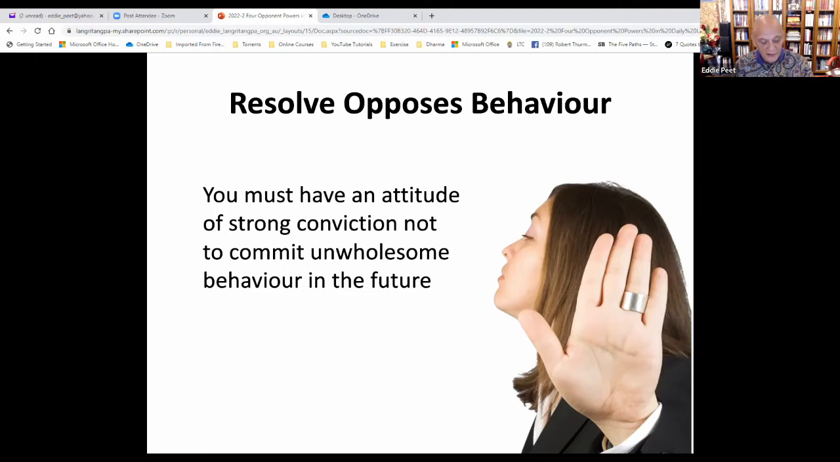So this power is the resolve to avoid performing the unwholesome actions in the present and the future. And you do this because you understand the disadvantages of continuing to behave like this.